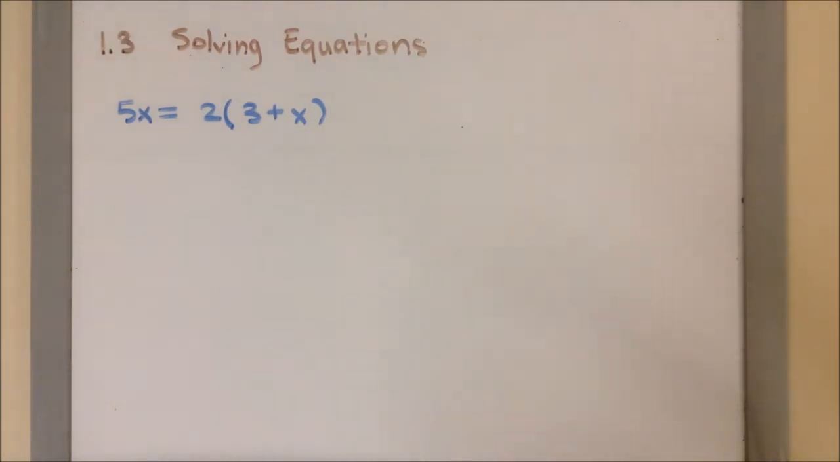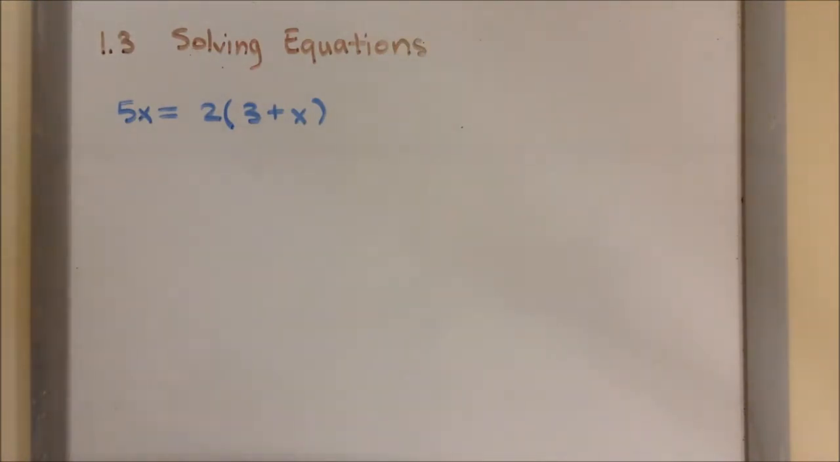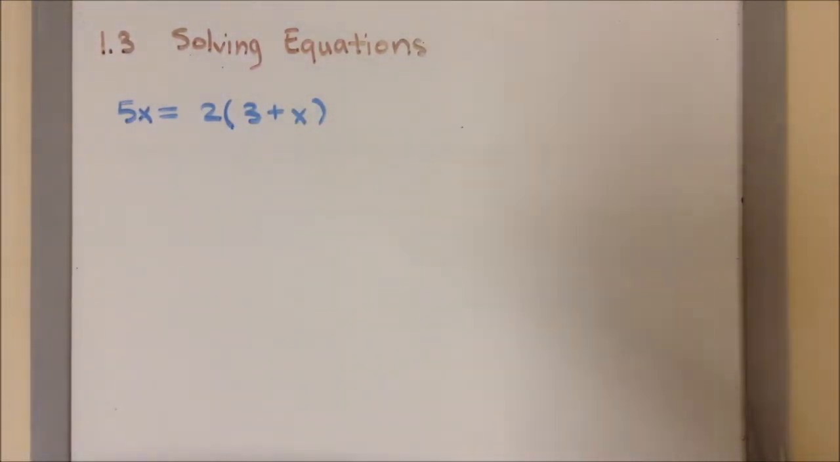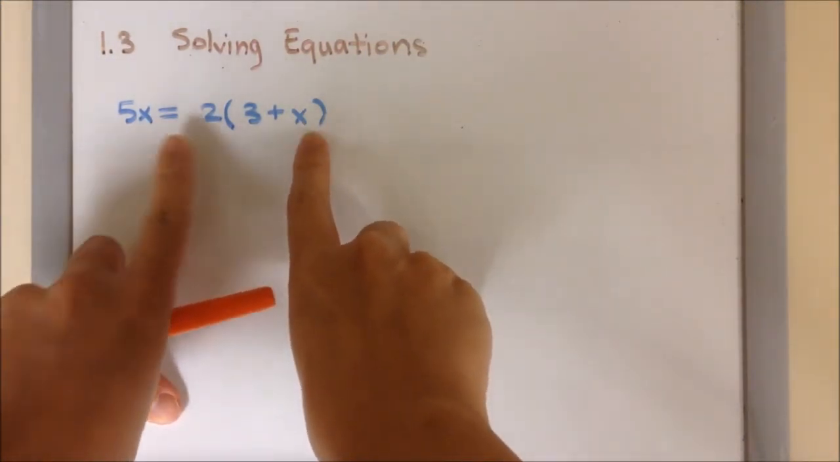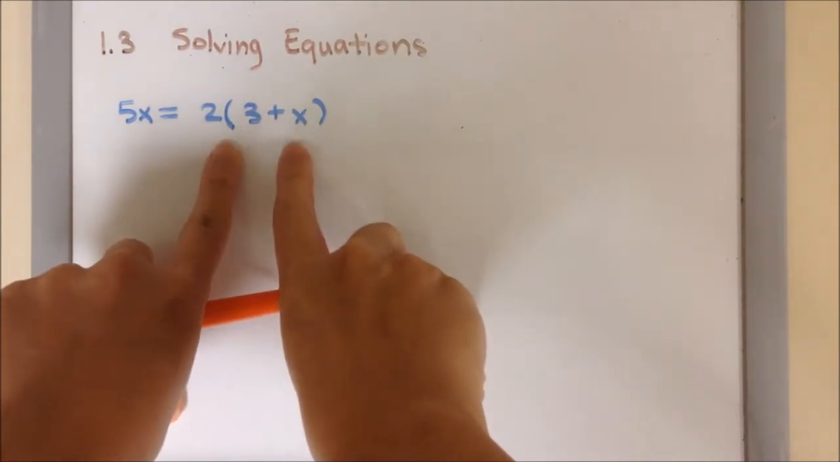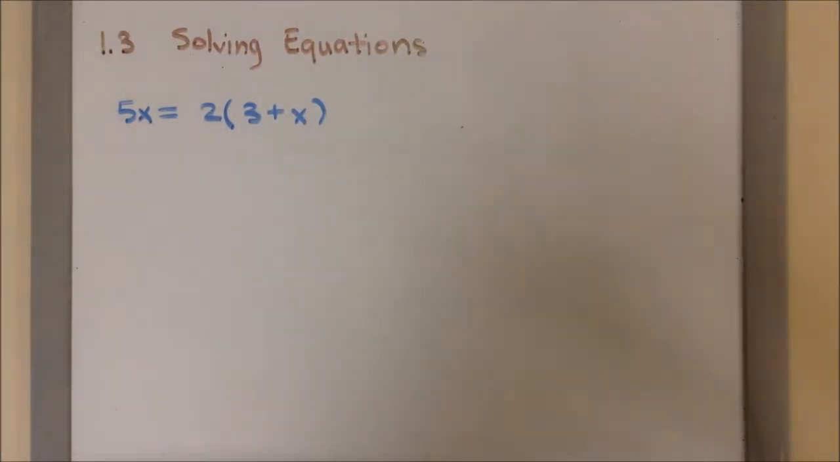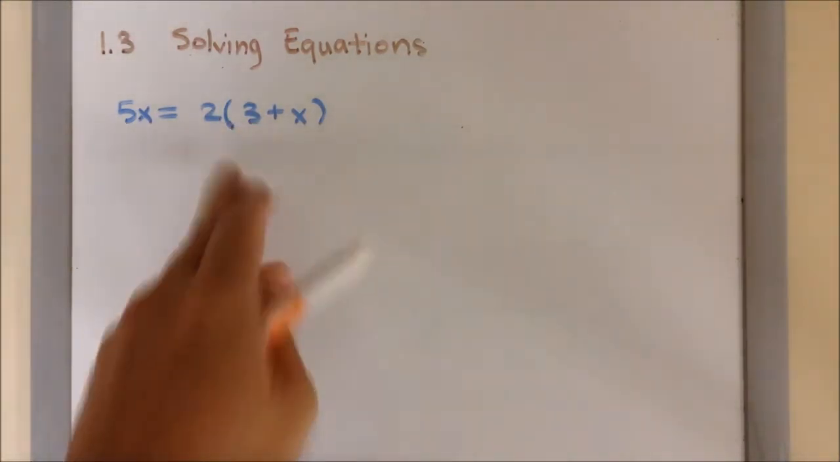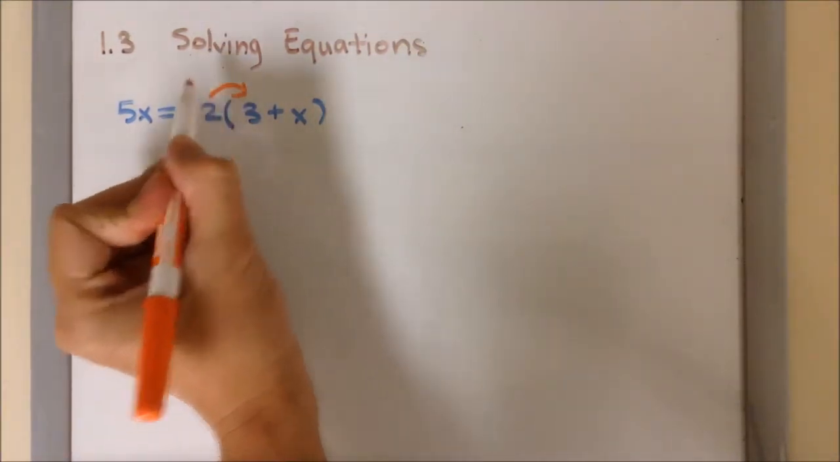First example, 5x equals 2 times the sum of 3 plus x. Now given this type of problem, we want to get the variables to one side and numbers to the other side. The problem is, even though we have x on both sides, we can't do anything to the x until we have simplified the right side, meaning that we have this 2 outside the parenthesis. So I can't remove the x from the right side and have it on the left side until I simplify with this 2. So what I'm going to do is distribute the 2 to everything inside the parenthesis.